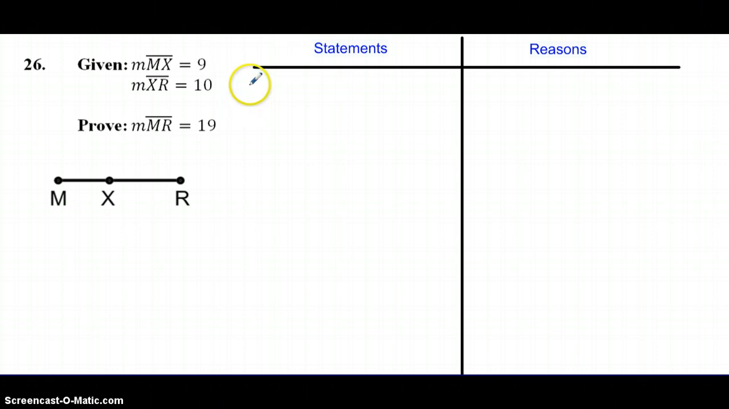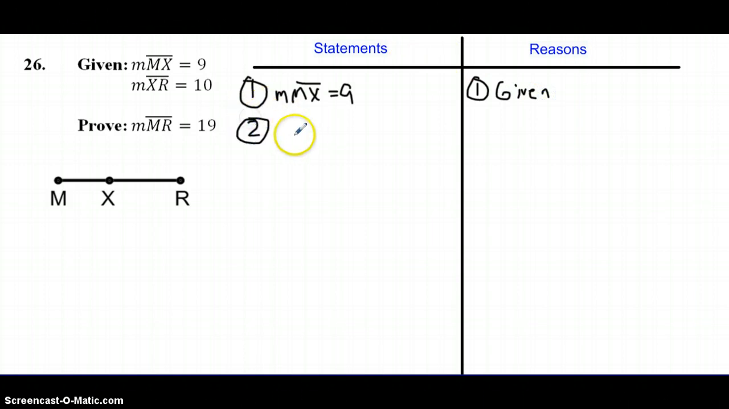So statement number 1 is that the measure of segment MX is equal to 9 units, and the reason we know that is that information is given to us. And statement number 2 is that the measure of segment XR is equal to 10 units, and that is given.